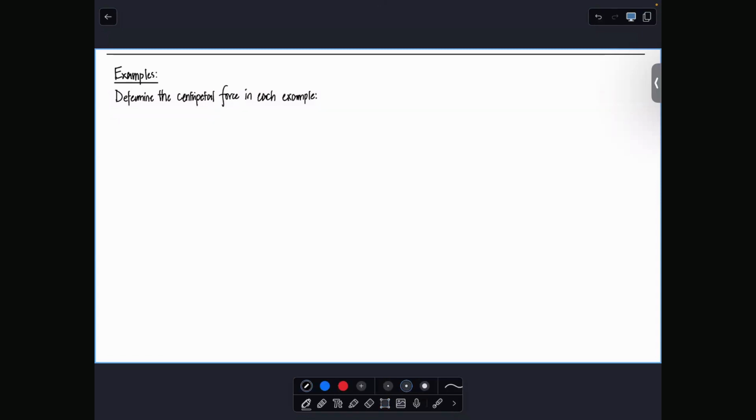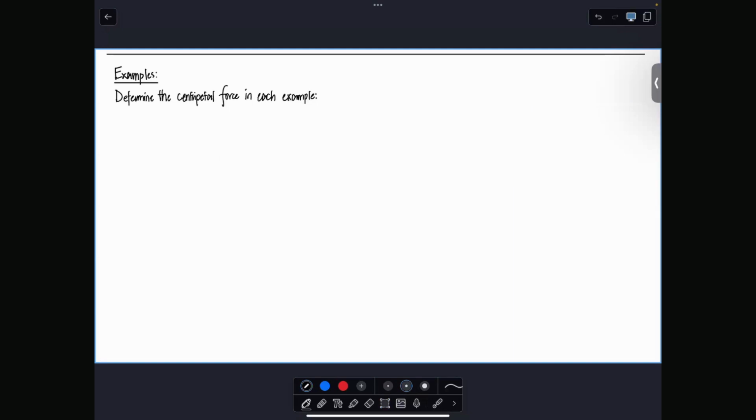Okay, look at the screen and try to understand. So the first one is a rock that is spun in a circle. So like the rock, you're spinning this in a circle.